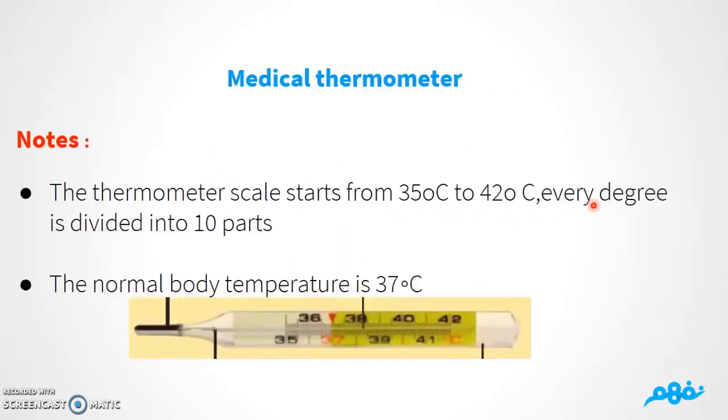We will have some notes about medical thermometers. The thermometer scale, the numbers that we have here, is from 35 up to 42. And every degree is divided into 10 parts. As you can see here, these are the 10 parts to reach from 35 up till 36. So again, the thermometer scale starts with 35 and goes up to 42, and every degree is divided into 10 parts.